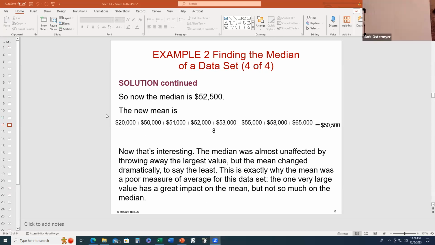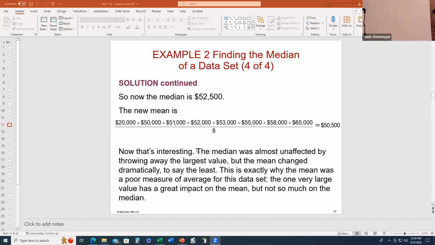Now you've got to divide by 8. You're going to add all the observations up and divide by 8. So it looks like the mean would be 50,500, correct? All right. So notice both the median, 52,500, and the mean do a pretty good job now in locating the middle of this data set here when the outlier has been discarded or thrown out.